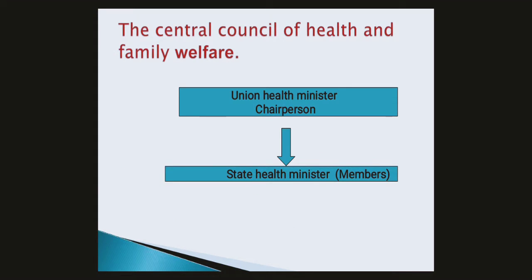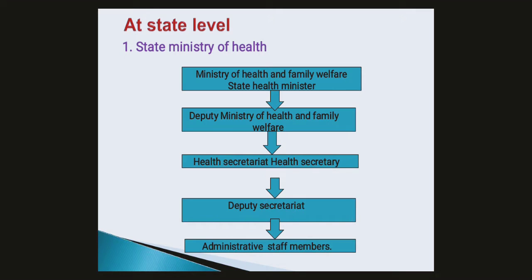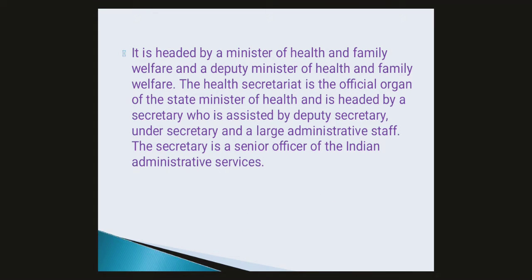Next point is the Central Council of Health and Family Welfare, one of the most important bodies, with the Union Health Minister as chairperson. Then the next is the State Health Minister, a member at the state level. First is the Minister of Health and Family Welfare, State Health Minister. The next is the Deputy Minister of Health and Family Welfare. Next is the Health Secretary. Next is the Deputy Secretary. Last is the administrative staff member at the state level, State Ministry of Health.